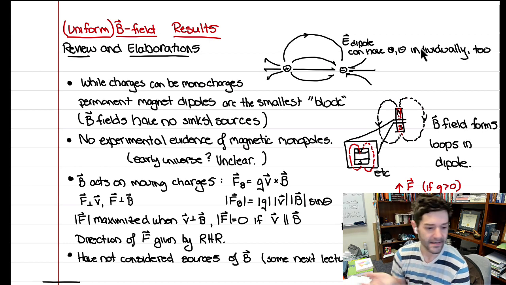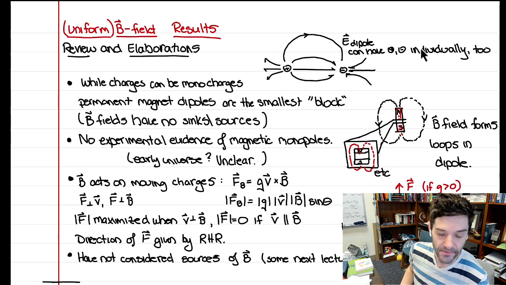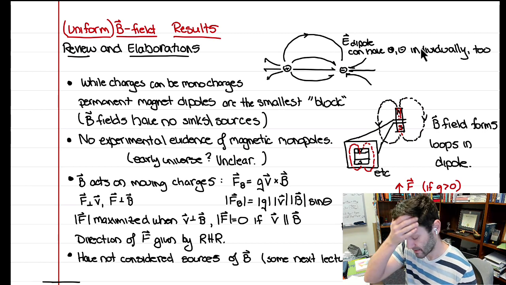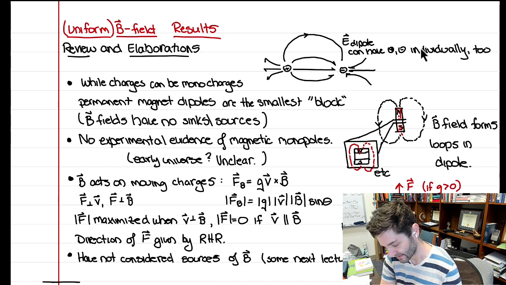There's some ideas that if these things did exist, maybe they existed in the very early universe when the universe was a microsecond old, shortly after the Big Bang. But it's very unclear. And again, there's no experimental evidence that you can have magnetic monopoles.